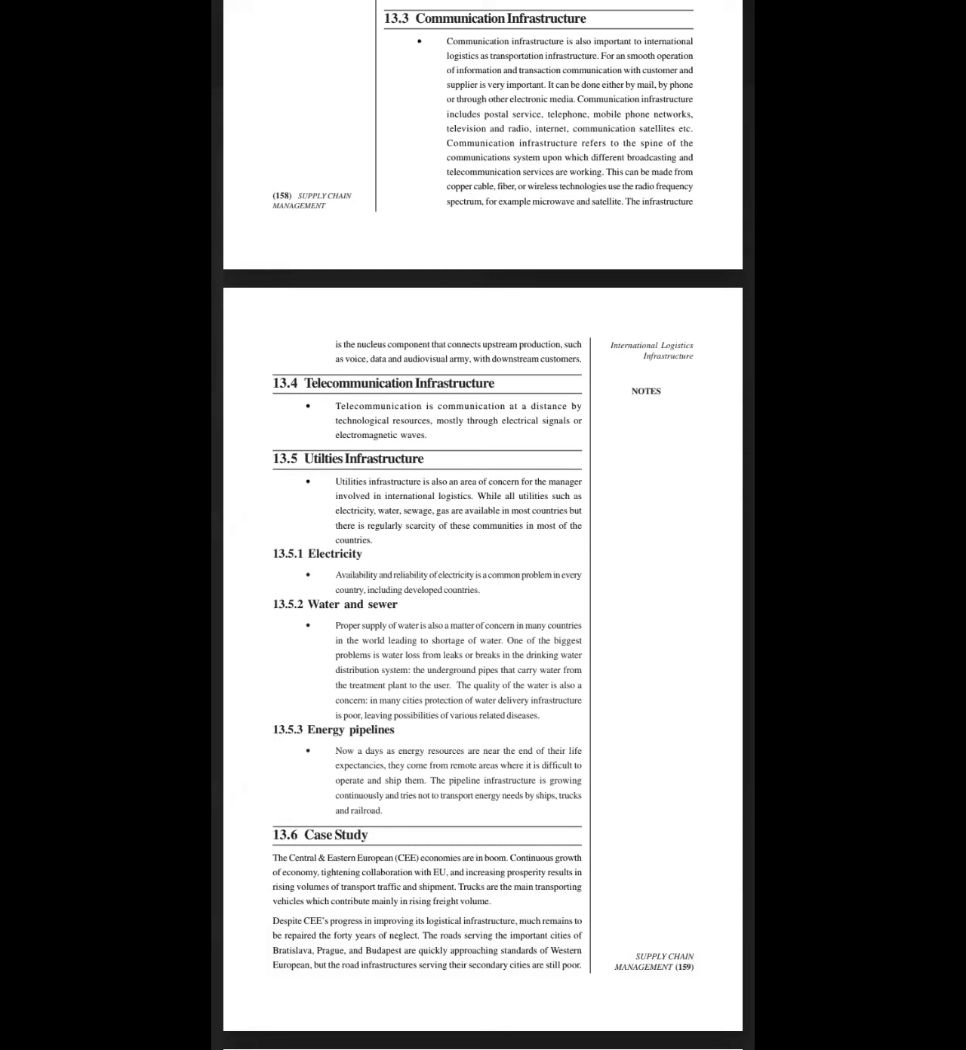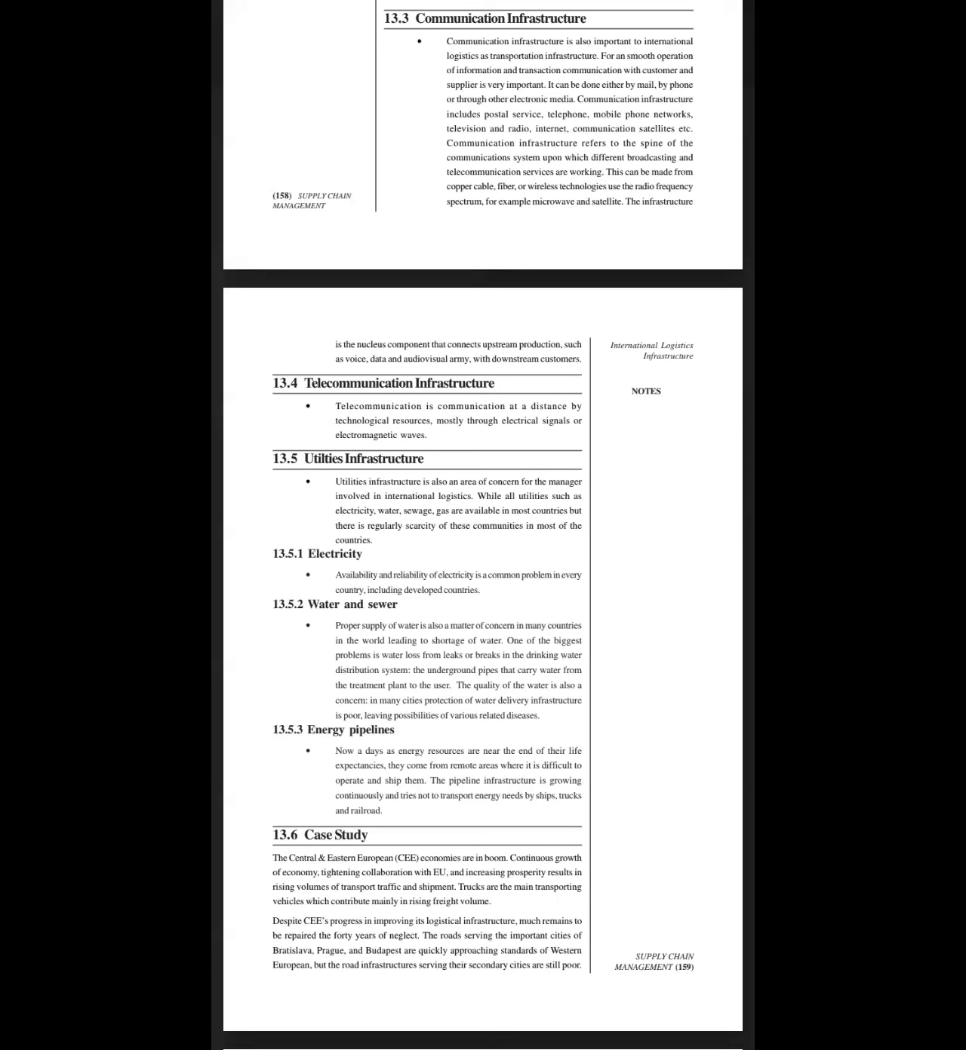Even in developed countries, take the example of the UK and USA, they also face shortages of electricity at times. Next, water and sewer: proper supply of water is also a matter of concern in many countries in the world, leading to shortage of water. The biggest problem of water is the loss from leaks and breaks in the drinking water distribution system, the underground pipes that carry water from the treatment plant to the user.